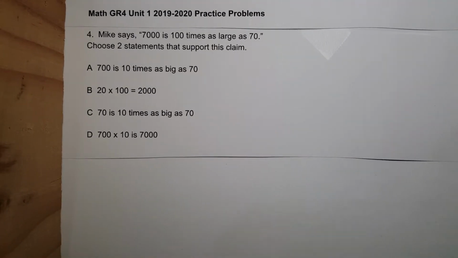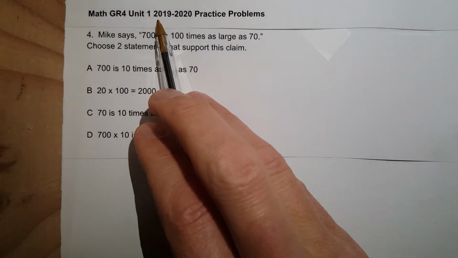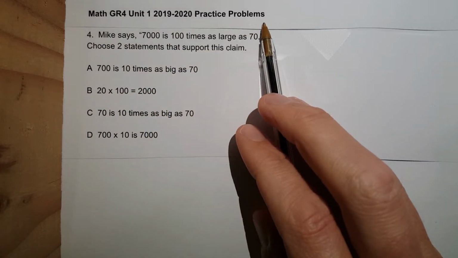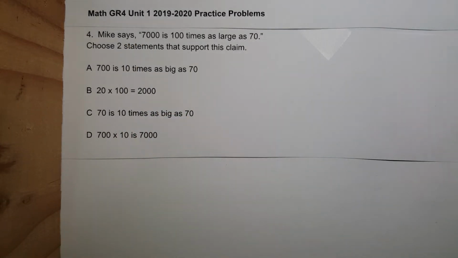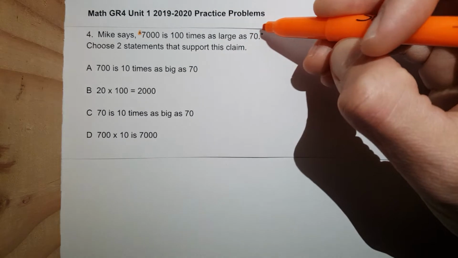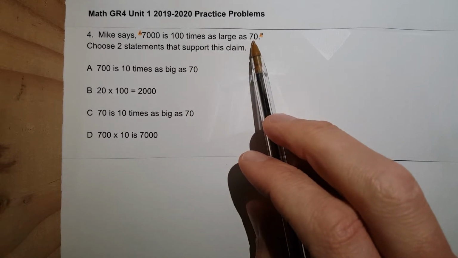All right, let's go into the problem. This is reviewing from the beginning of the year. And again, if this is another year, another day, another time, and coronavirus is long gone, well, this was the time that it was recorded during those times. Here we go, Math Grade 4, Unit 1, 2019-2020 Practice Problems. Mike says, what does Mike say? Notice how it's in quotes. Mike says 7,000 is 100 times as large as 70.